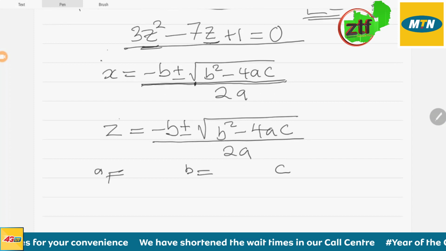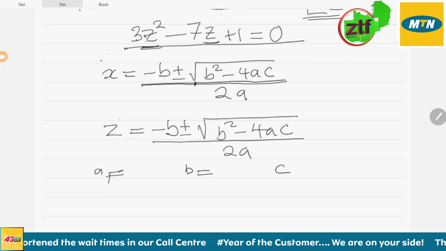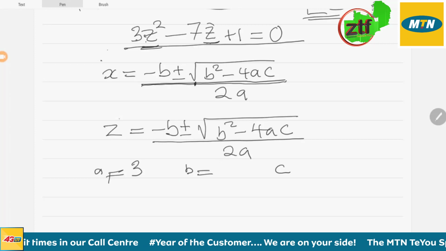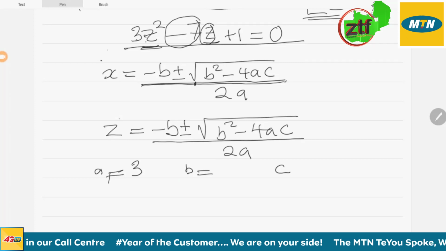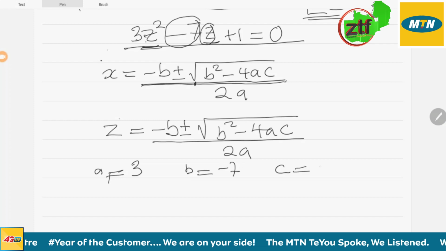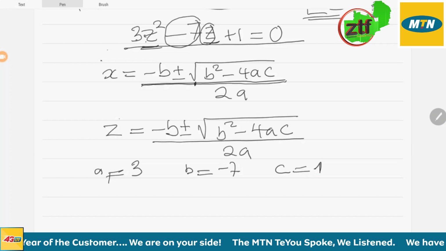So the value of A is equal to the coefficient of Z squared. The coefficient is simply a number that is in front of the variable or the letter. So Z squared, the coefficient is 3. So we are going to have our A to be 3. And our B is the coefficient of Z. This whole, we lift it with a sign, which is negative 7. And then our constant, our C, is going to be 1.